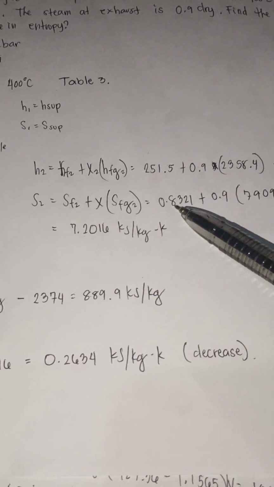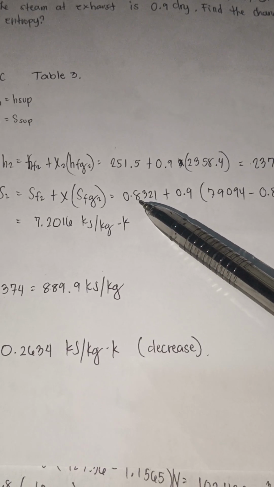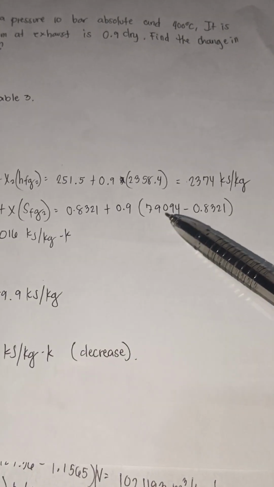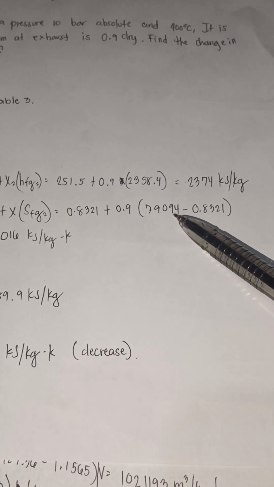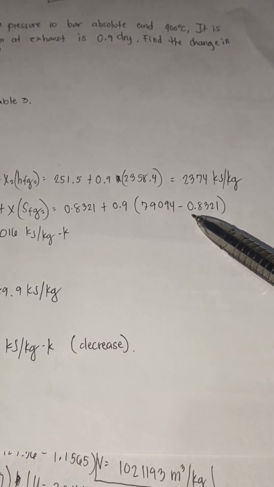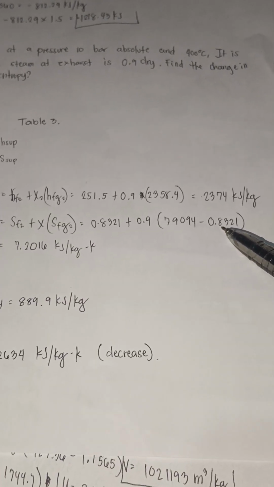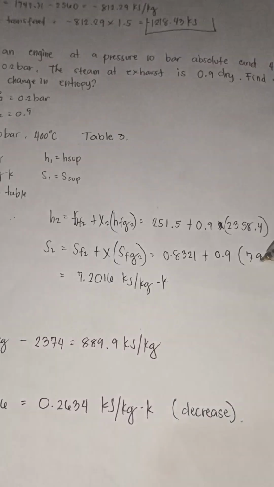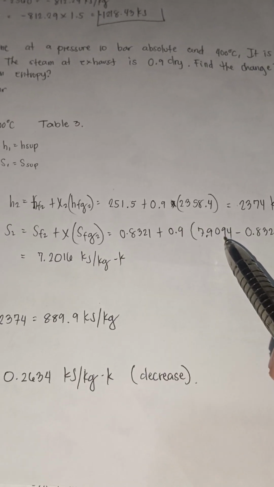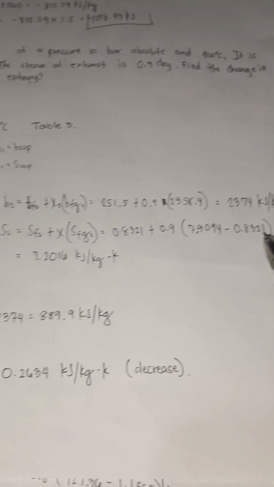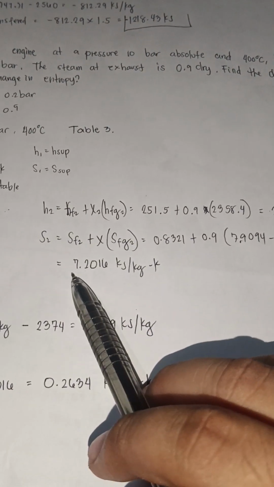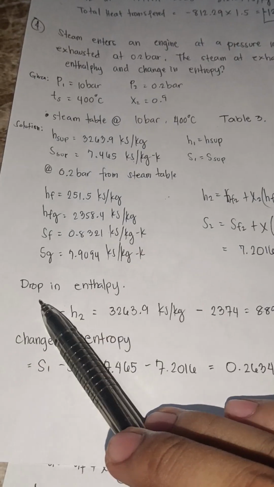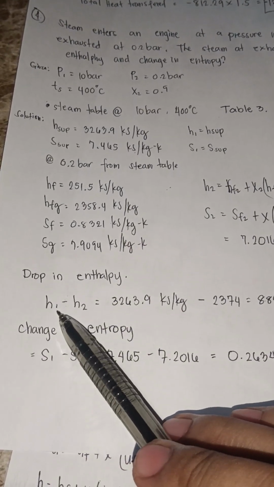So the final entropy is equal to the entropy of the saturated liquid plus x times s sub fg. Substitute the given values: 0.8321 plus 0.9 times (7.9094 minus 0.8321), equals 7.2016 kilojoules per kilogram.